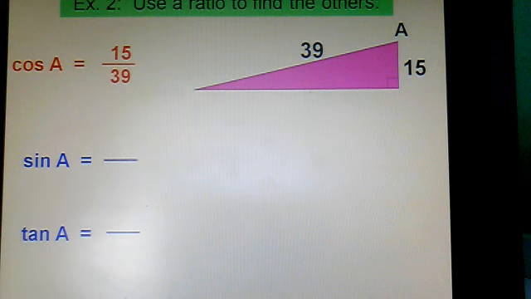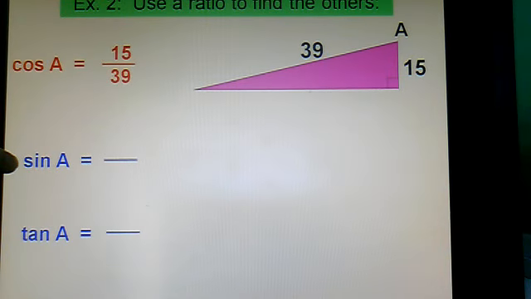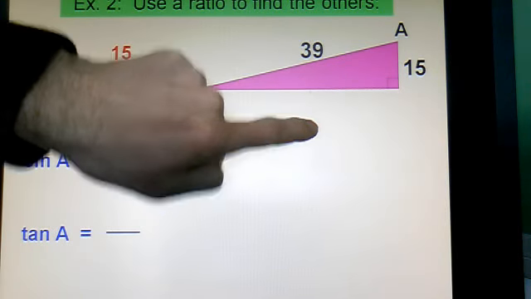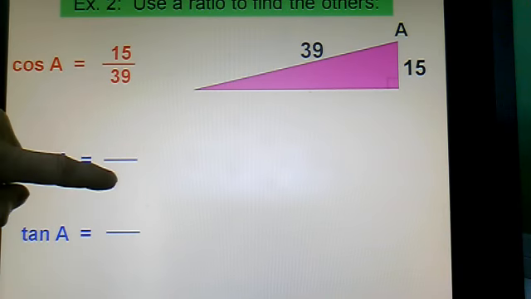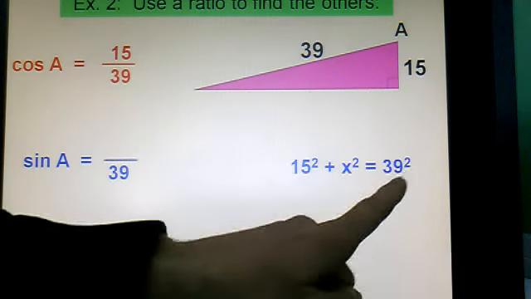Kind of got you thinking Pythagorean theorem in the last couple examples, hopefully. You could use Pythagorean theorem to find that missing side, and of course you would need to if you want to write the sine of the angle. Sine of A is the opposite side, big question mark, over the hypotenuse, so it's something over 39. That something, little Pythagorean theorem, and you can find that something.